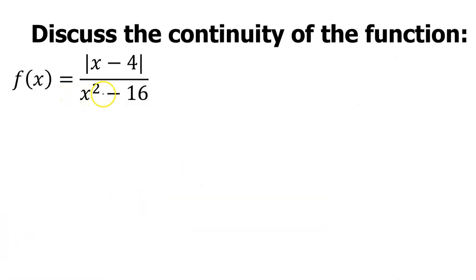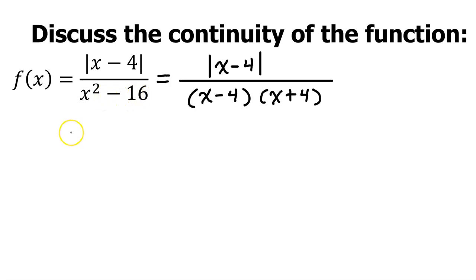Discuss the continuity of the function f of x equals the absolute value of x minus 4 over x squared minus 16. First of all, x squared minus 16 is the difference of two squares, which factors like this. Do not think you can just cancel out these x minus 4s. One of them is inside of absolute value, and absolute value is actually a piecewise function in disguise.